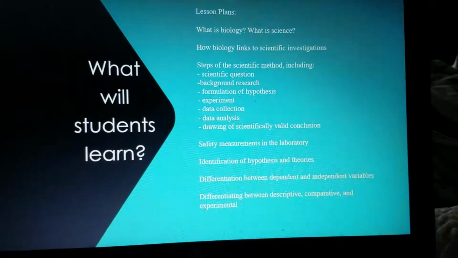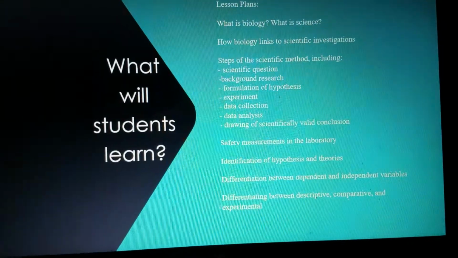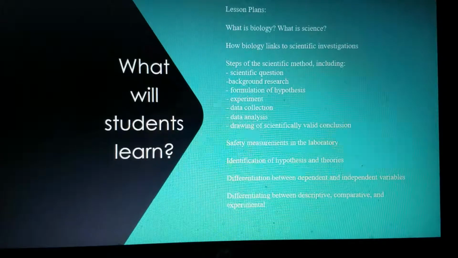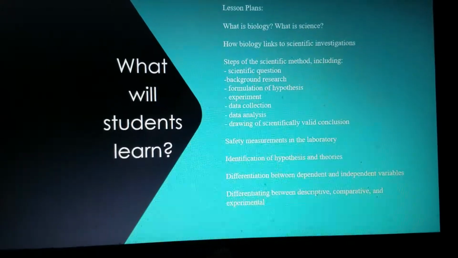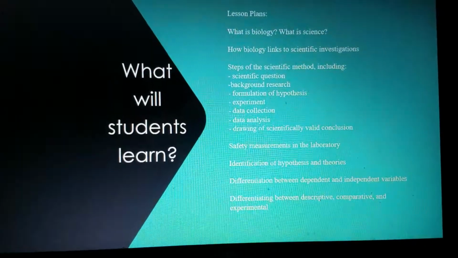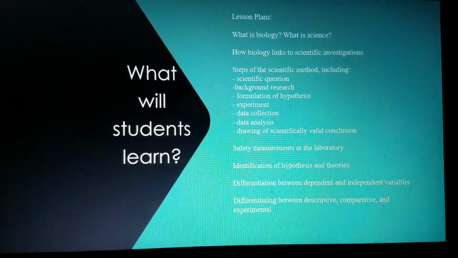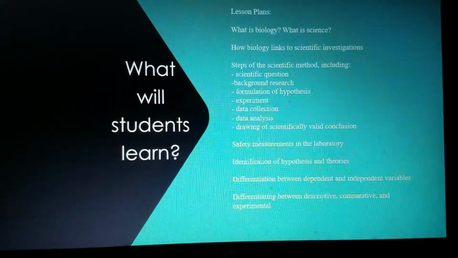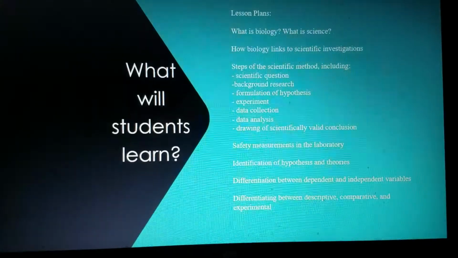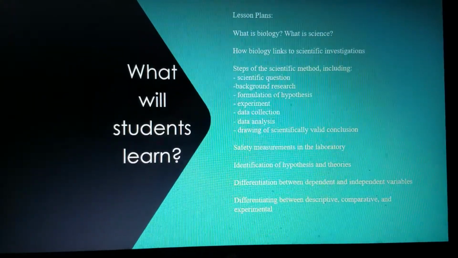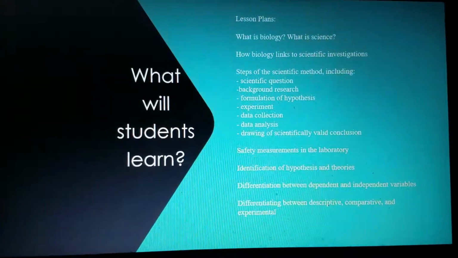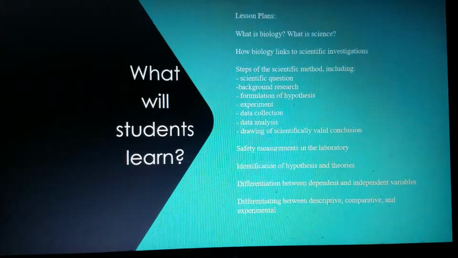So what will my students learn? The lesson plans will include the topics of what is biology and what is science, how biology links to the scientific investigations, steps of scientific methods that include scientific question, background research, formulation of a hypothesis, the experiment itself, data collection, data analysis, and drawing of a scientifically valid conclusion.